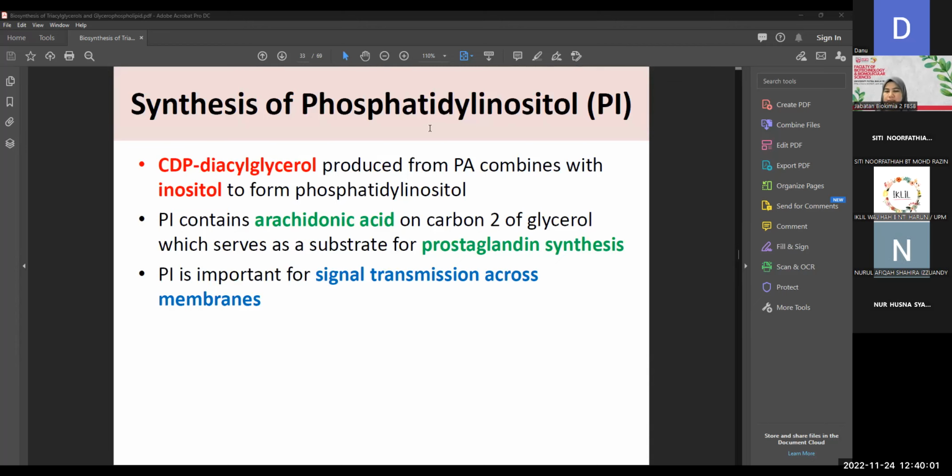A little bit on the synthesis of phosphatidylinositol. CDP-diacylglycerol produced from phosphatidic acid combines with inositol to form phosphatidylinositol. So it's a direct reaction to form phosphatidylinositol. Take note that this PI contains arachidonic acid. Do you remember how many carbons arachidonic acid has?